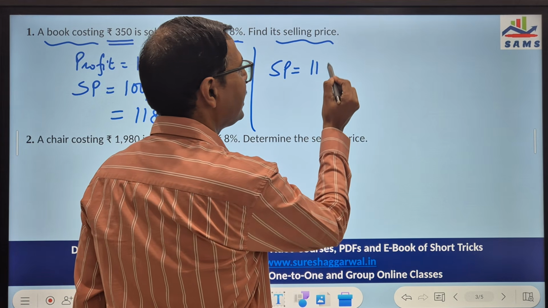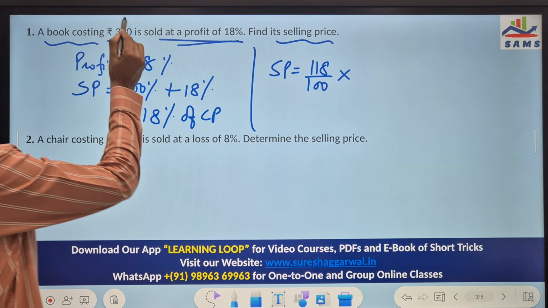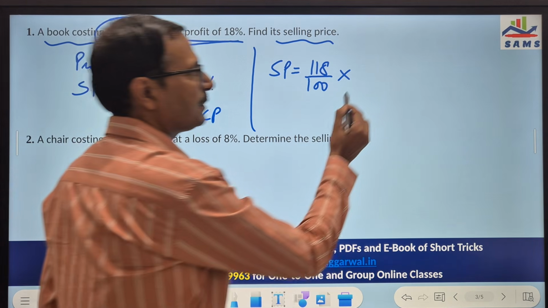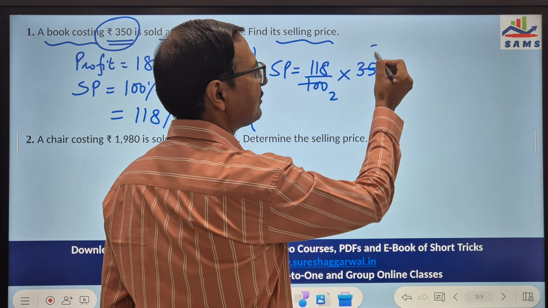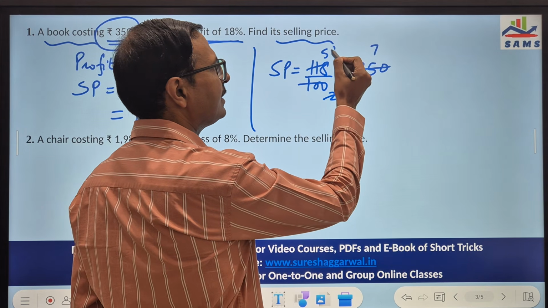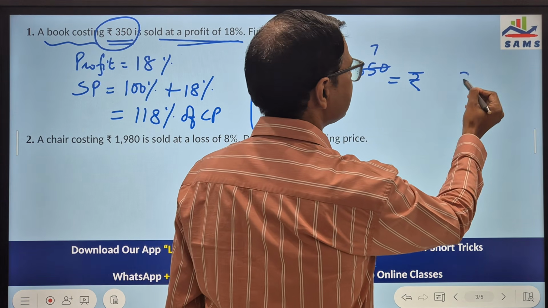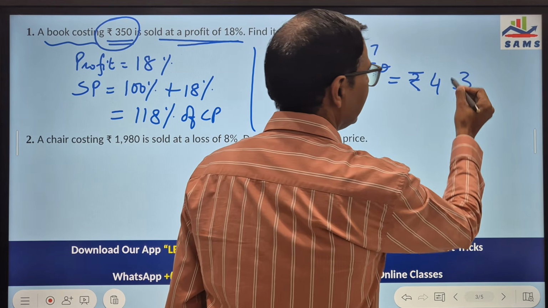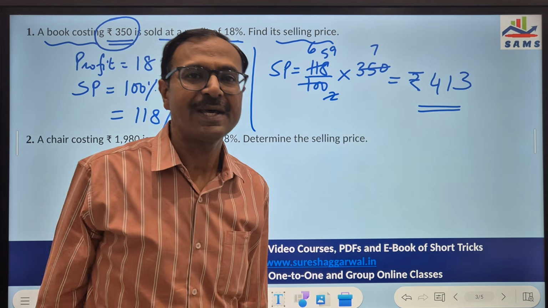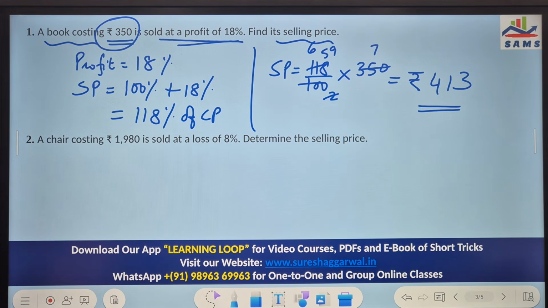It is 118%. Percent means upon 100 of what? Of the cost price. That means 350. So this cancels 2 times and 7 times, 2 cancels 59 times, and you have the answer rupees. 7 9s are 63, 3 6, 7 5s are 35 plus 6, 41. So 413 rupees is the selling price of this particular item.